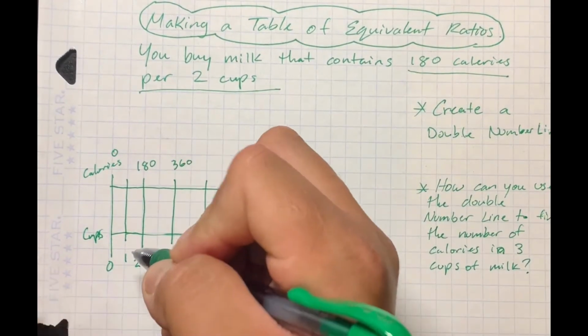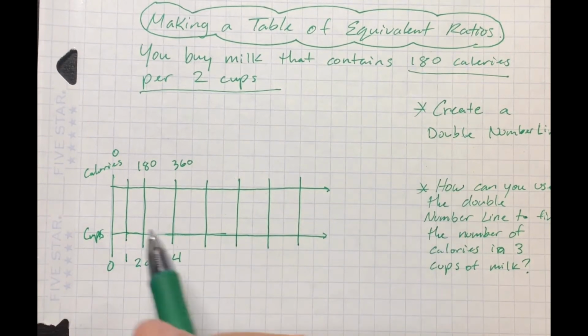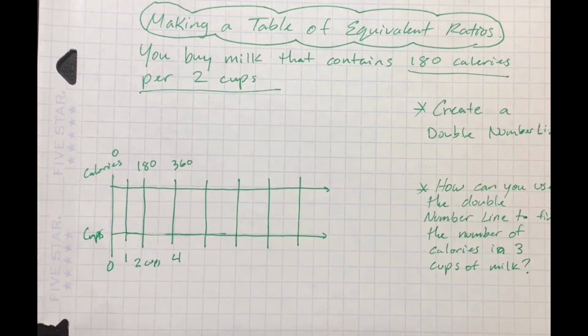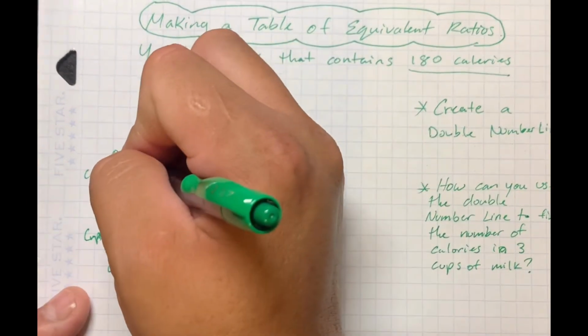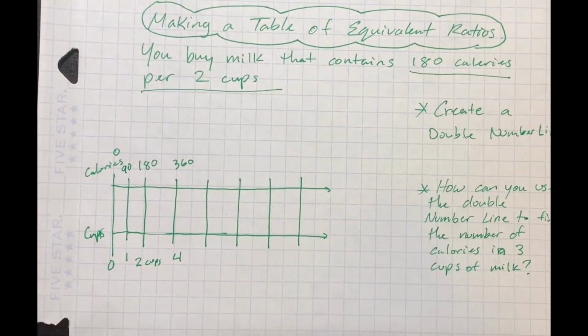What about 1 cup? So how many calories are in 1 cup of milk? Well, in that case, you would just divide that in half. So that would be 90 calories, okay? So on and so forth.